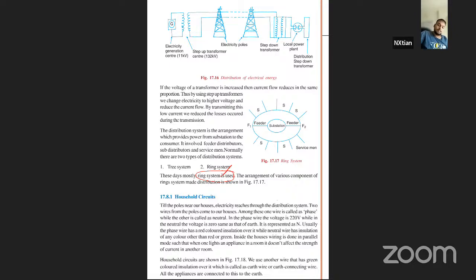Ring system is used, like it's in the form of a ring in which substations are there, sub feeders are there, and servicemen are there, which is used to provide electricity from the power station to the houses.